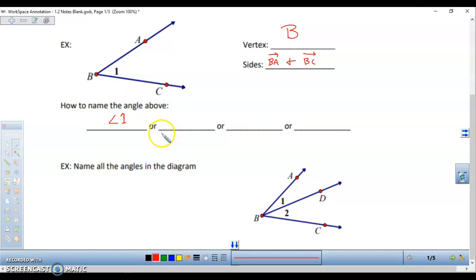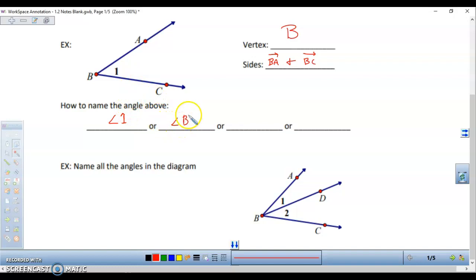All right? Another way you can name an angle is because this is the only angle that I see in this diagram that has B as the vertex, I could call it angle B. Because if I go and look at the picture, I'm like, oh, must be talking about that angle. That's the only angle that has B as the vertex.